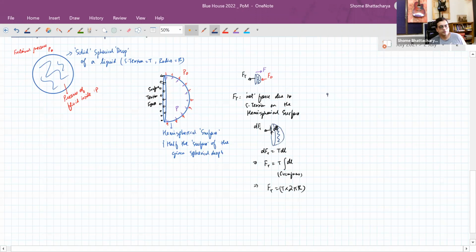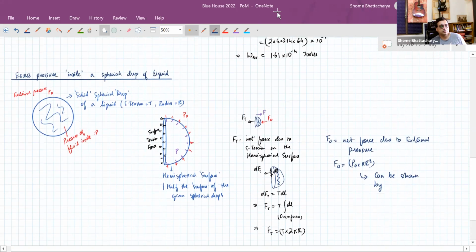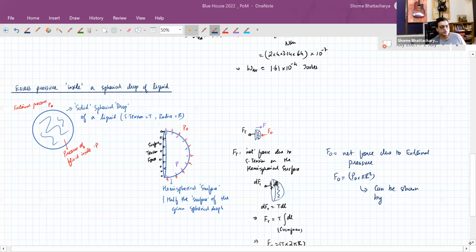Okay. So F naught is the net force due to external pressure. Now F naught will come out to be P naught into pi r square. This can be shown by surface integration, or it can also be shown on the other hand by just employing logic. We'll see both the methods.